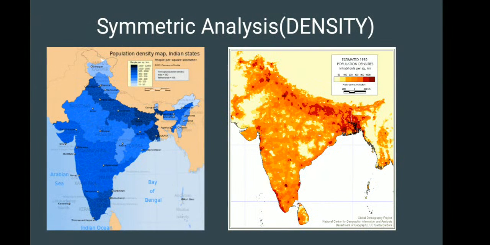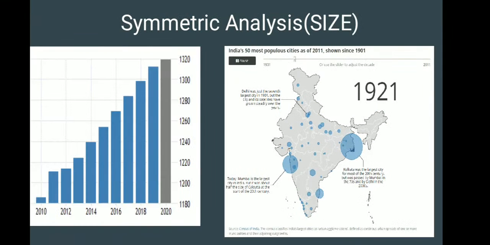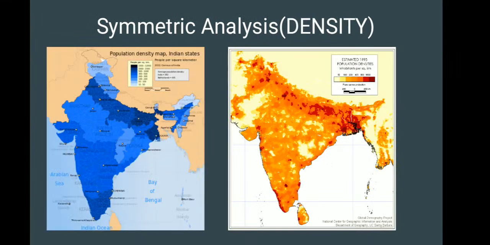Population density: in the whole, we can see the population density and size. Density and size are related, but density describes per unit area, whereas size describes the total we are accommodating. So that is the point. Symmetric size and density, and that's it, guys.